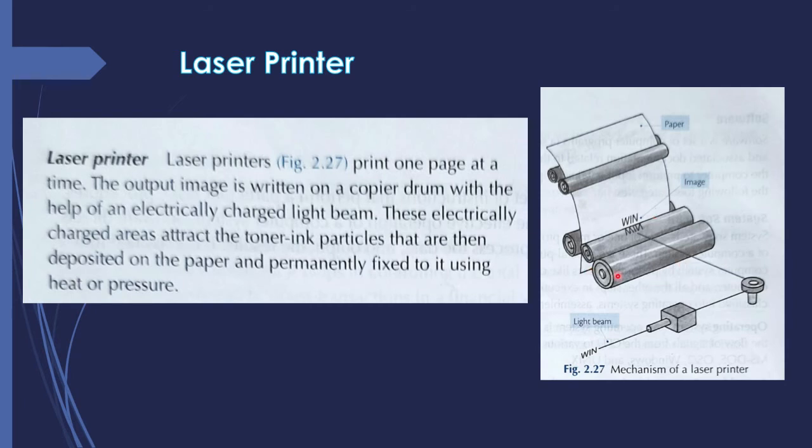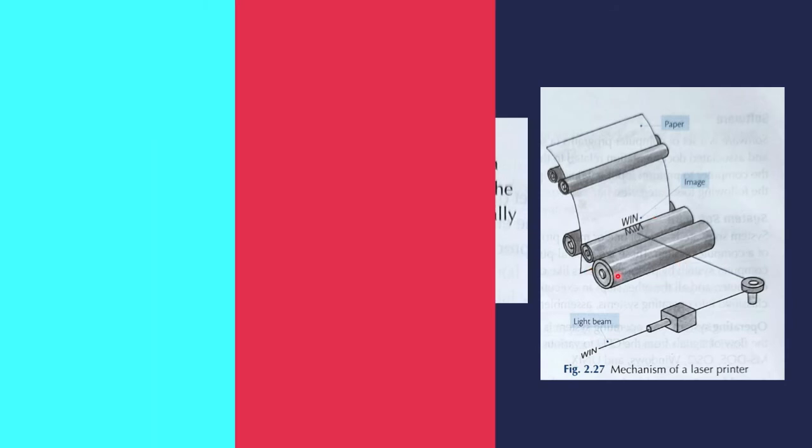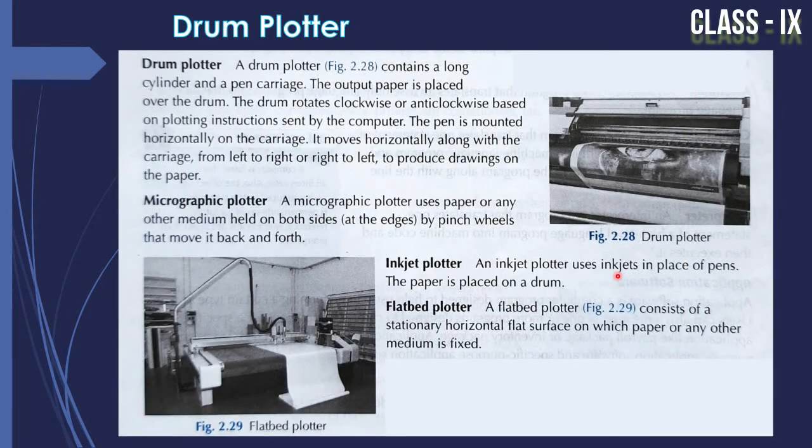After the laser printer, next is the drum plotter. A drum plotter contains a long cylinder and a pen carriage. The output paper is placed over the drum. The drum rotates clockwise and anticlockwise based on plotting instructions sent by the computer. The pen is mounted horizontally on the carriage. It moves horizontally along with the carriage, from left to right and right to left, to produce the drawing.